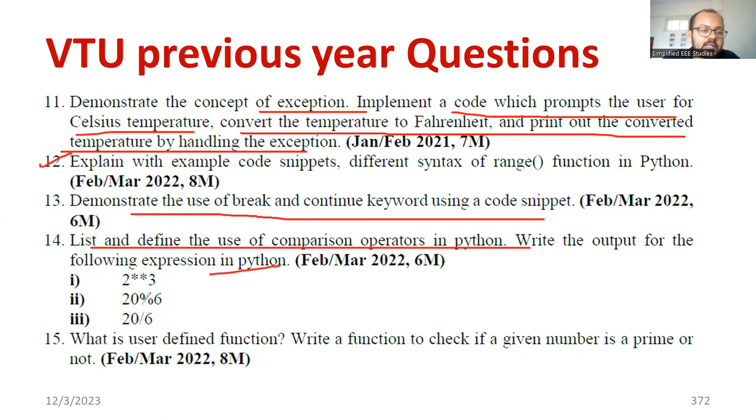Then like 20 modulo 6. So that will be the remainder you can calculate. 20 divided by 6. Okay, the floor division. You can say like 3.